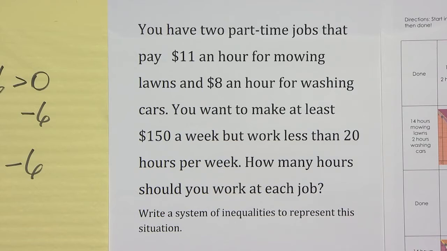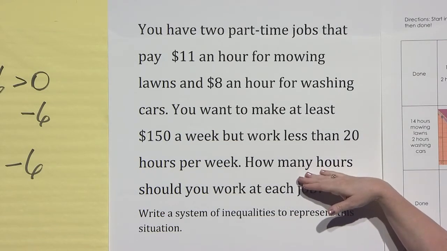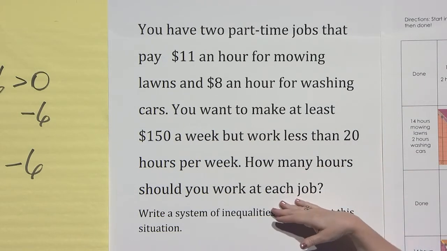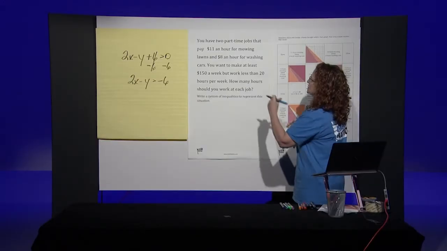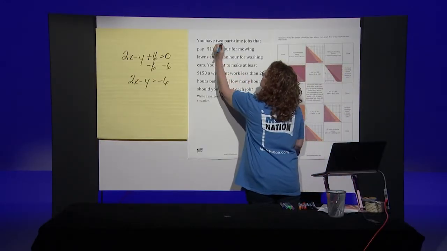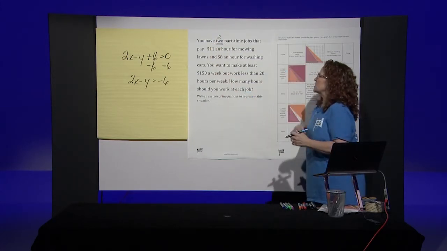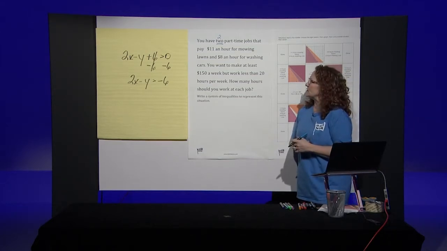You're right. We're looking for the hours for each job. Let's go back up into the beginning of the problem, and we're going to start looking for the information that is given to us. So at the beginning it says you have 2 part-time jobs. So I'm going to underline the 2 because it tells me I have 2 separate jobs. So I'm going to be looking for 2 different sets of information.